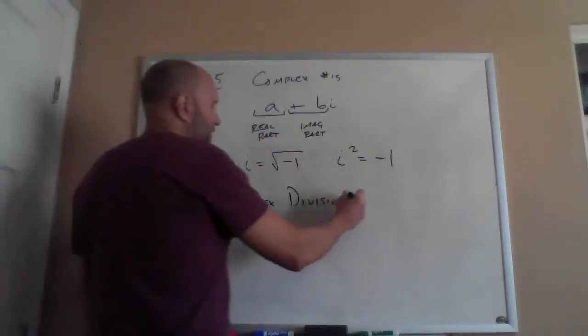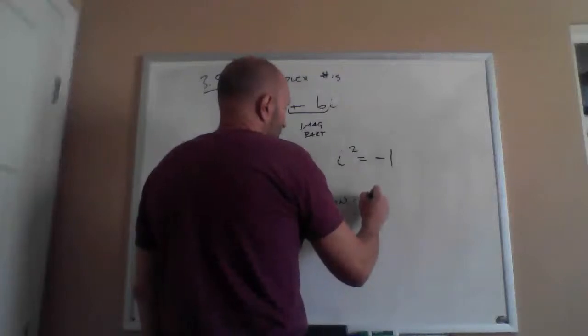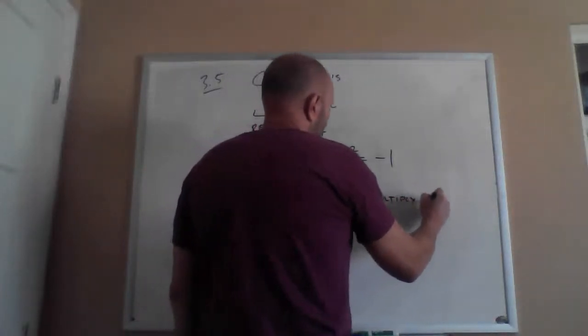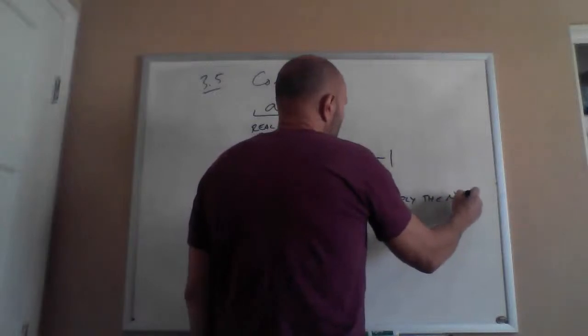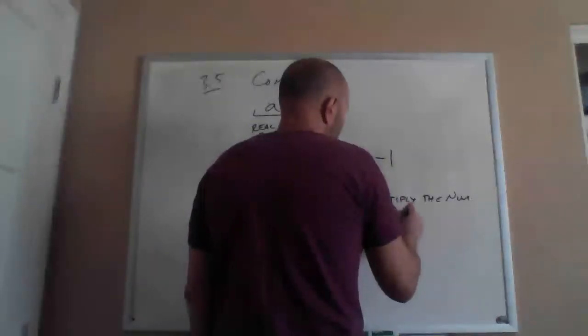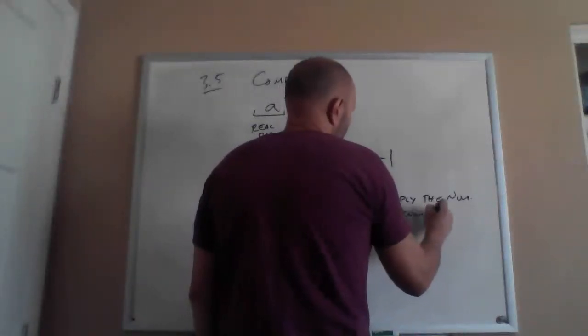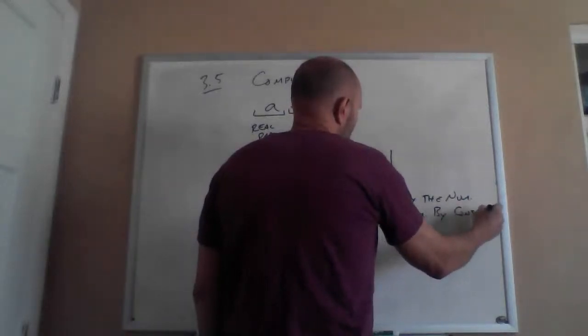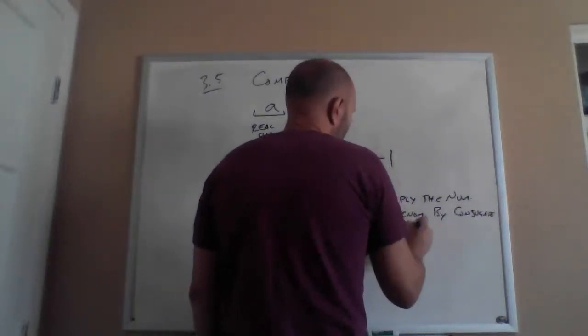So for complex division, the process is that we multiply the numerator and denominator by the conjugate of the denominator.